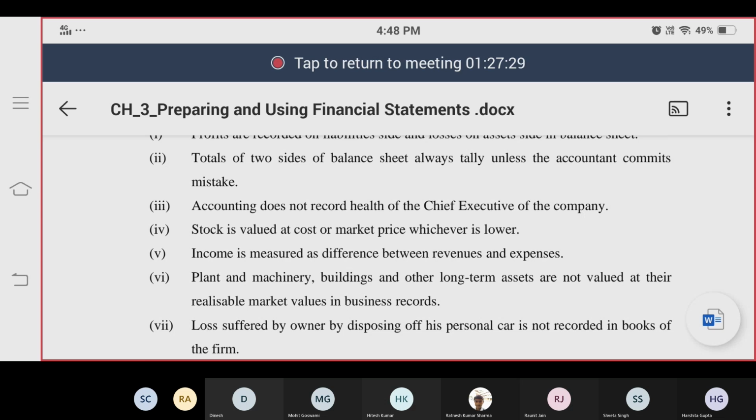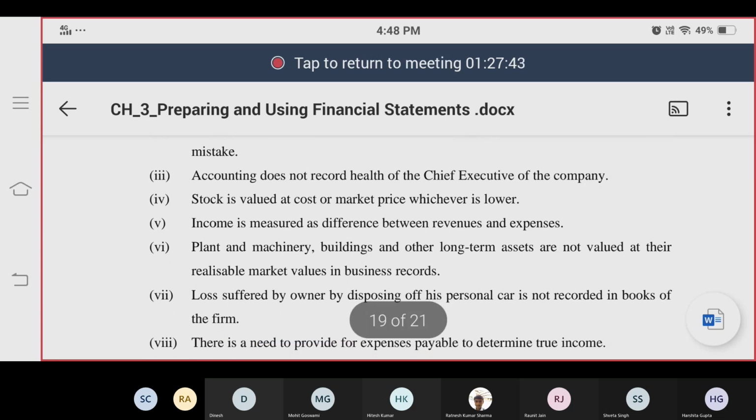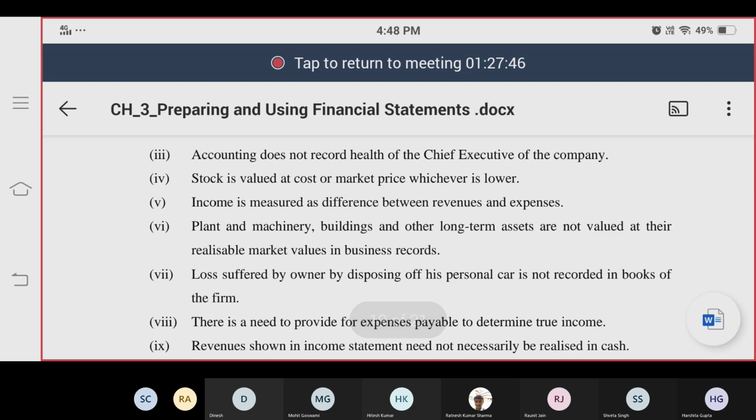Okay. Then the third statement is accounting does not record the health of the CEO of the company. So this is an event, suppose the CEO falls really sick or meets with an accident, cannot be shown in the balance sheet or P&L. This is because of the money measurement principle. Okay. Only those transactions that can be recorded in terms of money can be shown.